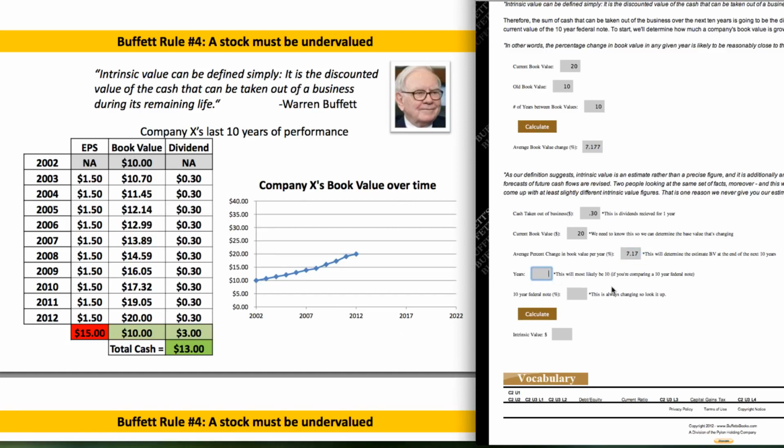So the years: this is going to be the next 10 years. If you're always comparing this to a 10-year federal note, this number here is always going to be 10. Now, the 10-year federal note is something you're going to have to look up because it changes all the time. For right now, it's 1.7, the percent you would get if you went out and bought a 10-year federal note. In the next section, when we calculate the intrinsic value for Disney, I'll pull up that number to show you where I would go to find it. But for right now, we'll just use 1.7%.